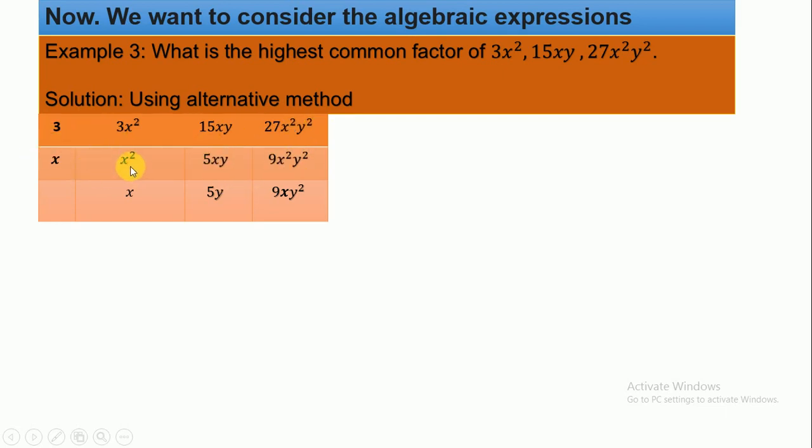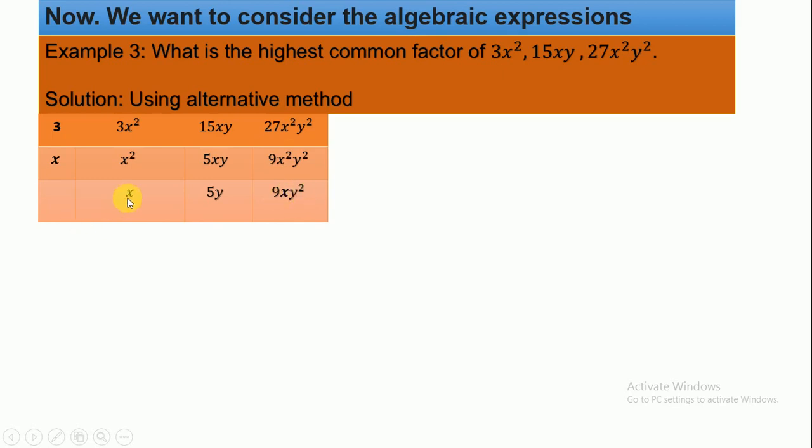Is there another thing that is common to x squared, 5xy, 9x squared y squared? You observe it is x. x can go here, x will go here, x will go here. So that's why we are left with x here. We are also left with 5y. We are left with 9x y squared. Don't forget, out of the x squared, one of the x goes.